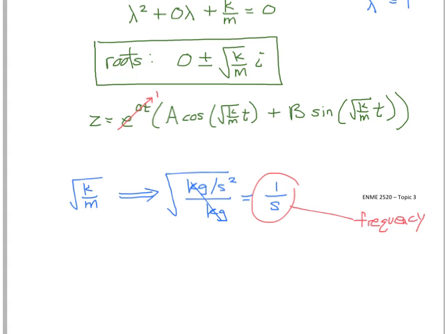And remember, an unforced system is our homogeneous system. This is when we have our zero on the right-hand side of the equation. And we have a special name for this frequency. It's called the natural frequency. And we designate it by omega naught.